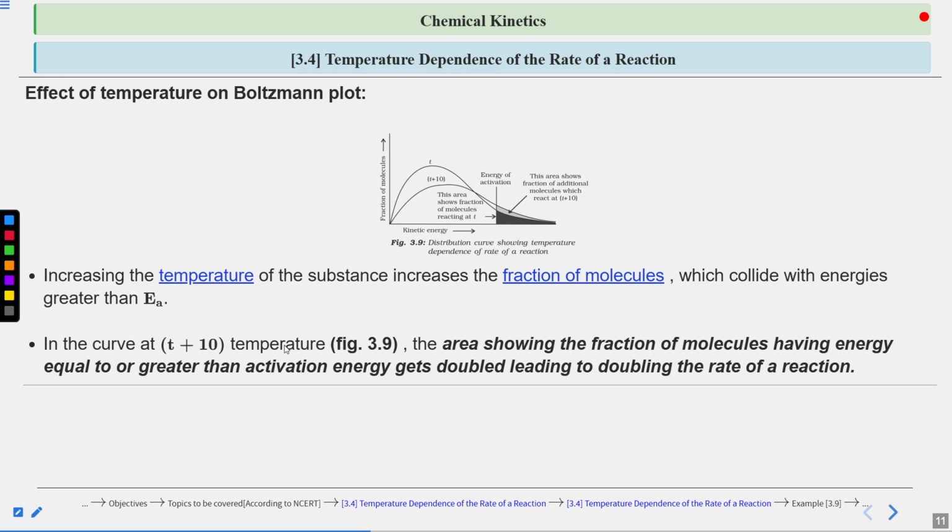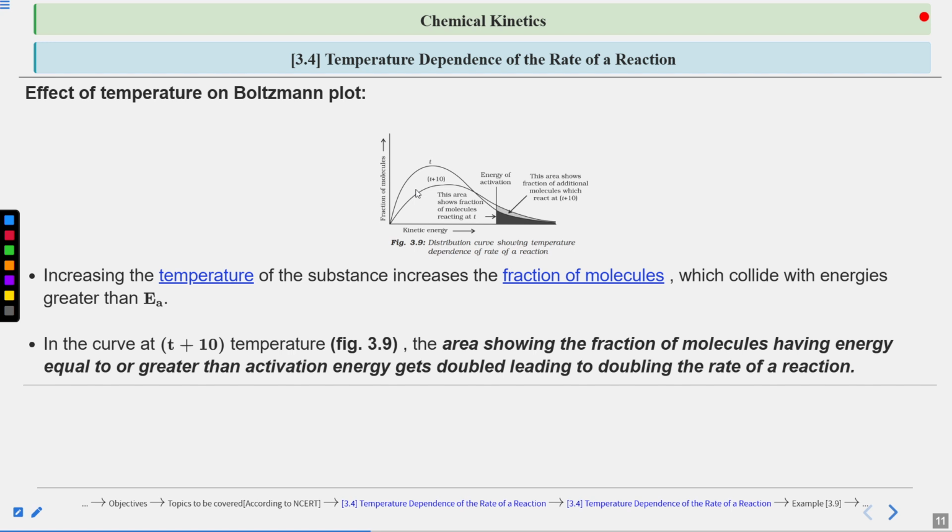In the curve at T plus 10 temperature in figure 3.9, the area showing the fraction of molecules having energy equal to or greater than the activation energy gets doubled, leading to a doubling of the rate of reaction. In this lower curve, representing T plus 10, and this one at T, the area showing the fraction of molecules having energy equal to or greater than activation energy gets doubled, leading to doubling the rate of a reaction. So this area is increased.